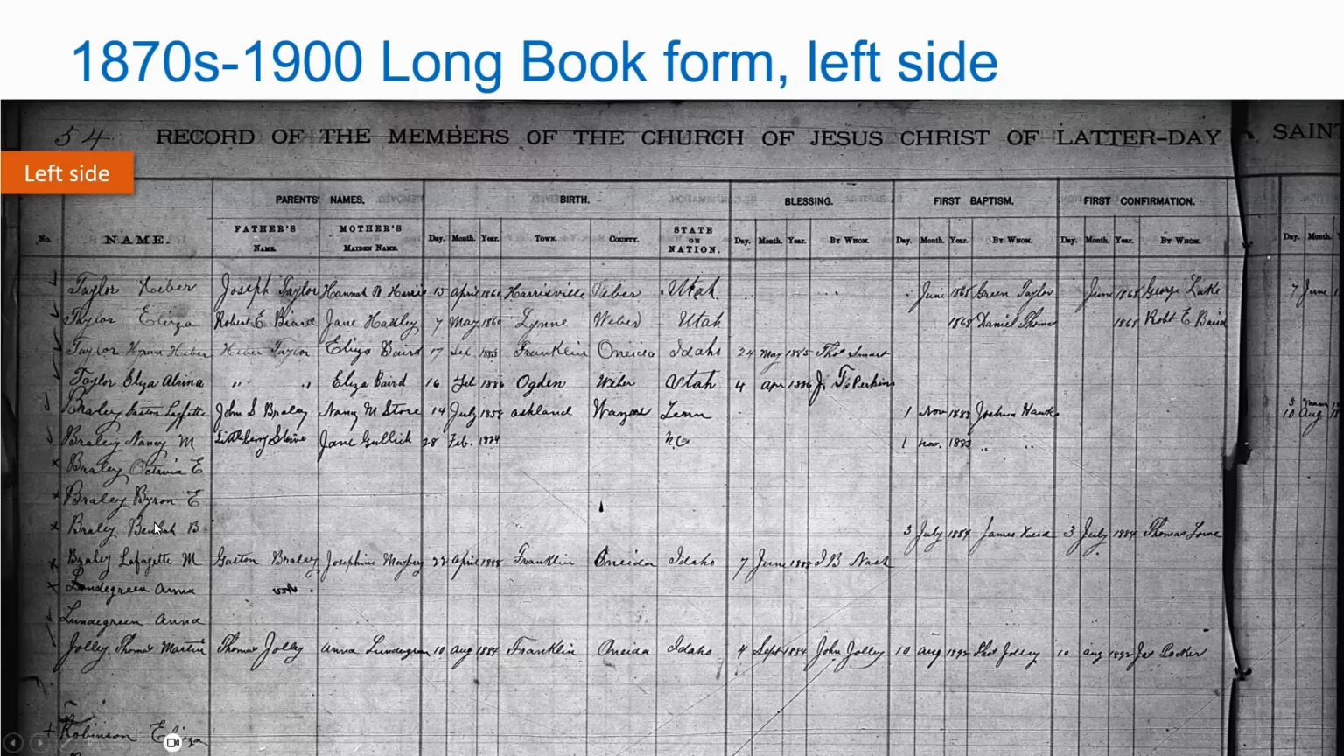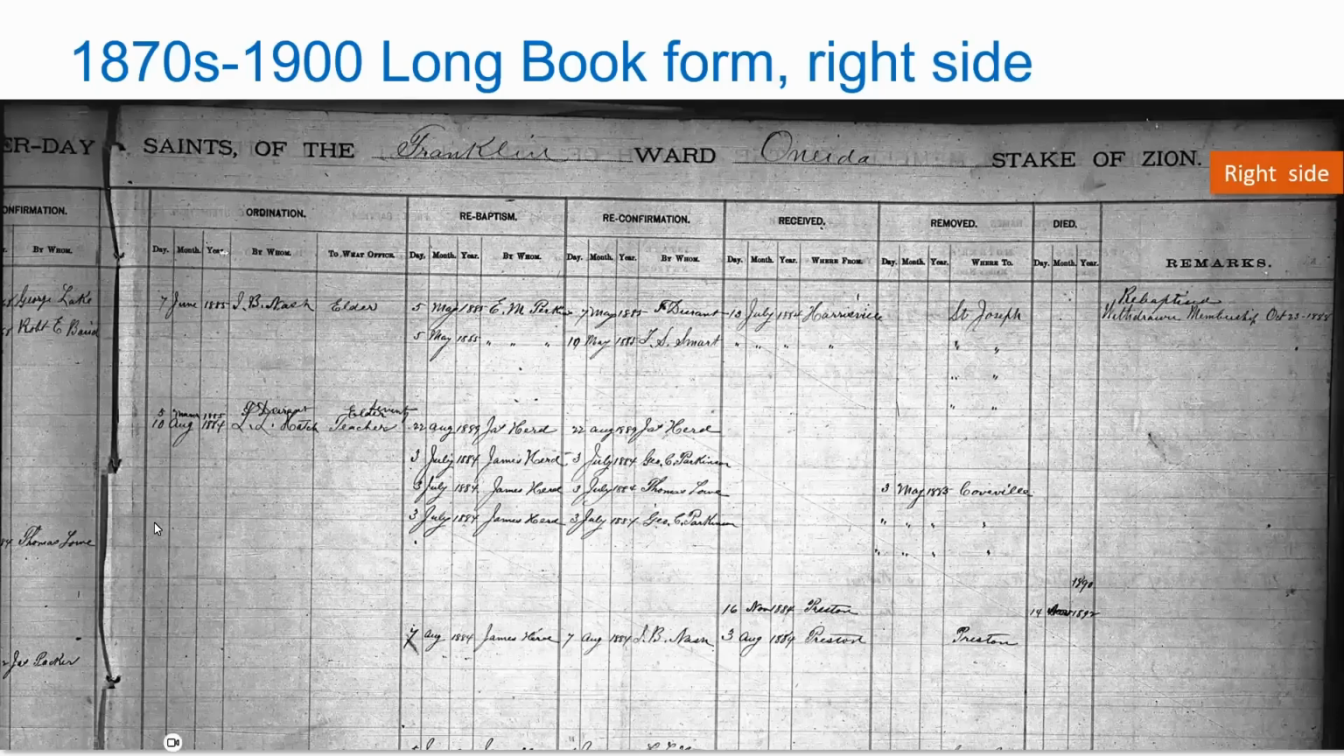Now, let me show you the right-hand side. Here's the right-hand side. This is the Franklin Ward in the Oneida Stake up in southern Idaho. And you can see there's rebaptism and reconfirmation columns. And some dates are filled in, and also who is performing the baptism and confirmation. Now, if something were blank here, it doesn't necessarily mean they were never rebaptized or reconfirmed. It may mean that they just didn't remember the date. So take it for what it's worth.